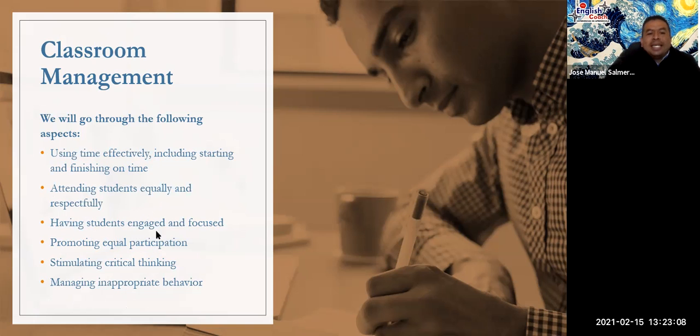Number three, having students engaged and focused. This is another important aspect of having a real class, having students there, connected, paying attention, and not paying attention to something else. Number four, promoting equal participation. This also includes, that's why we always mention that our classes need to be dynamic, need to be interactive. We really need to provoke this production of the language. That's why we need to have a purpose for them to produce.